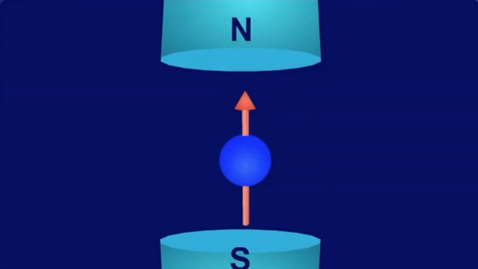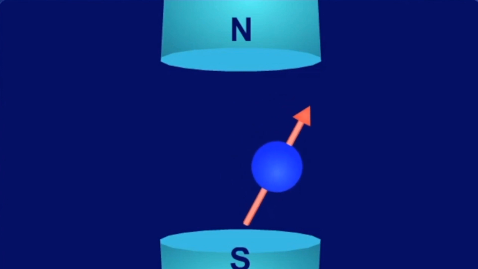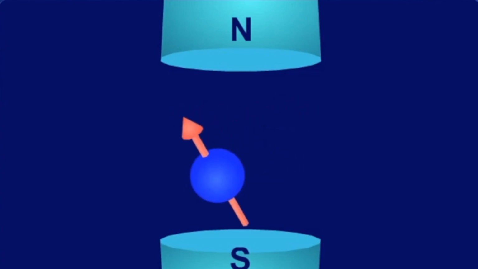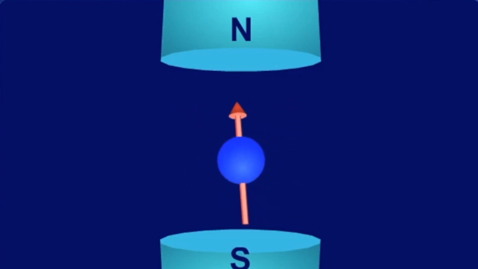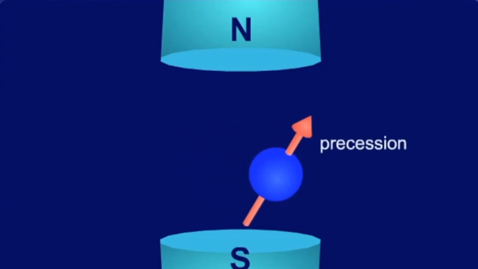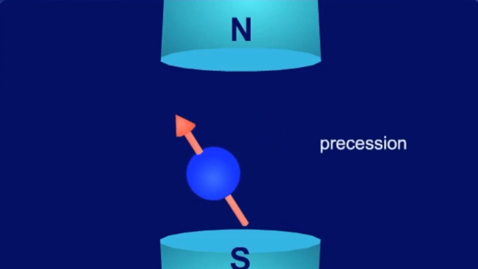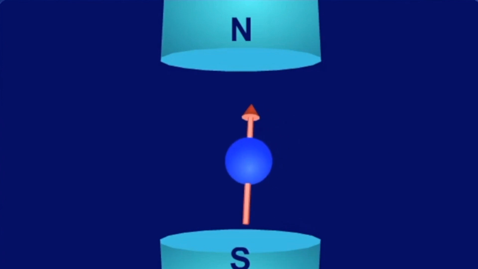Let's take a closer look at these protons. We'll see that the protons do not just lie there, aligned parallel or anti-parallel to the magnetic field lines. Instead, they move around in a certain way. This type of movement is called precession.